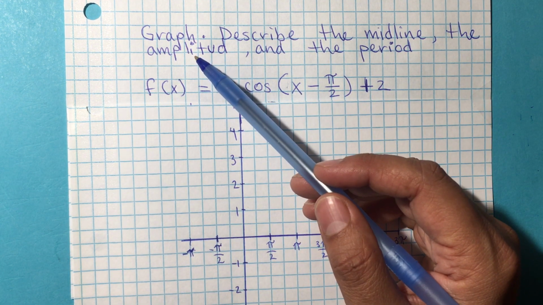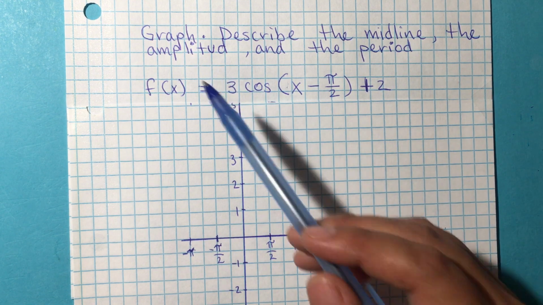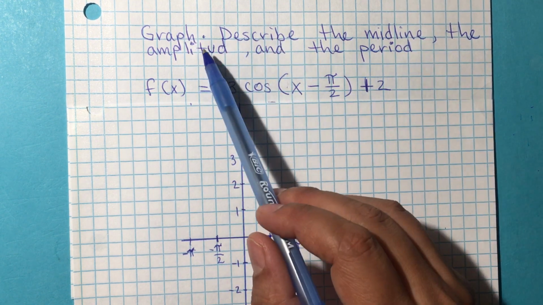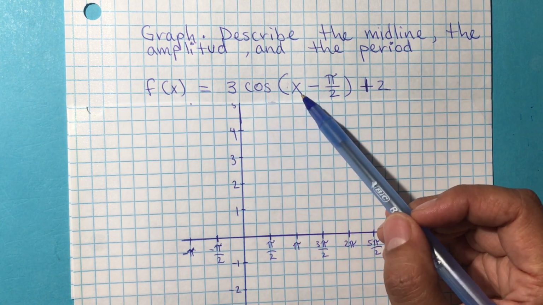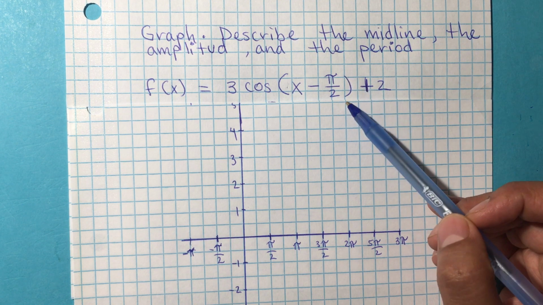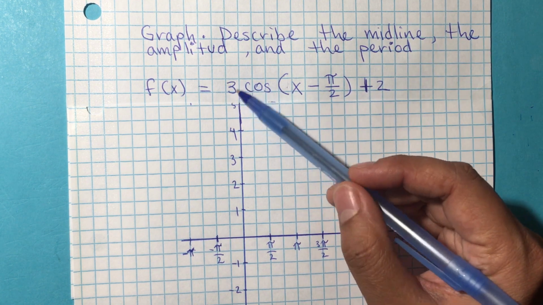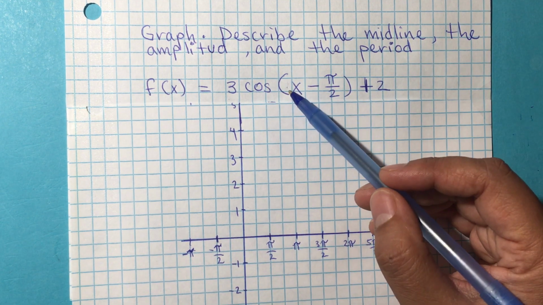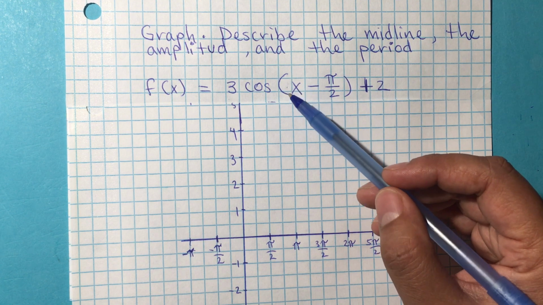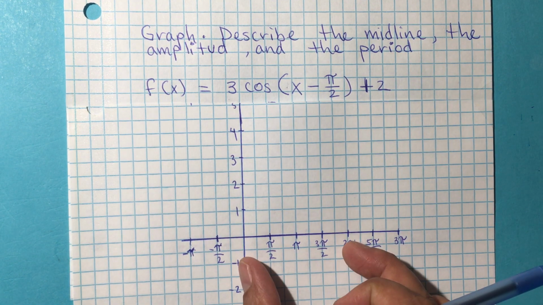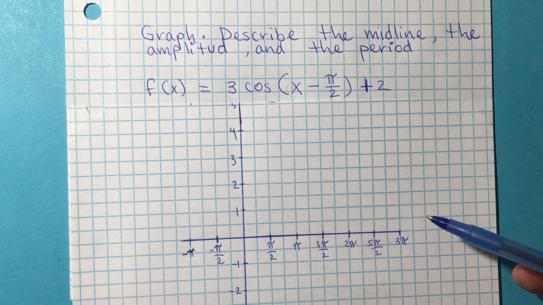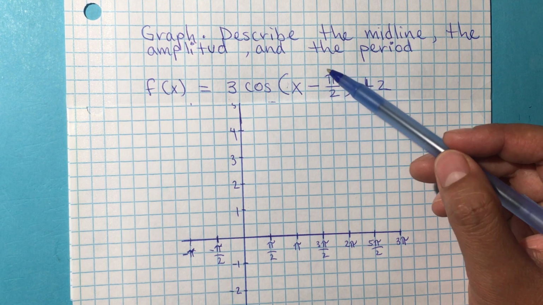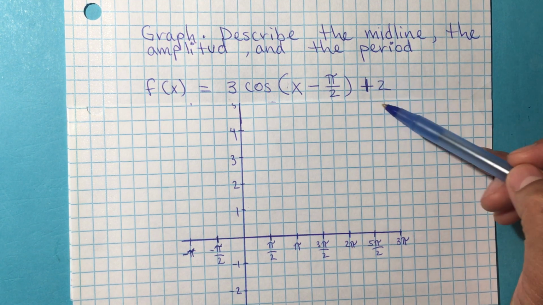This is the next example for 10.12. It says graph, describe the midline, describe the amplitude and the period. And in here we have f of x equals 3 cosine of x minus pi over 2 plus 2. This is a change in amplitude. The second one is a change in a horizontal compression or stretch. It just means instead of 2 pi, how long does it take for the cycle to take place. This is related to the horizontal shift, and this is a vertical shift.